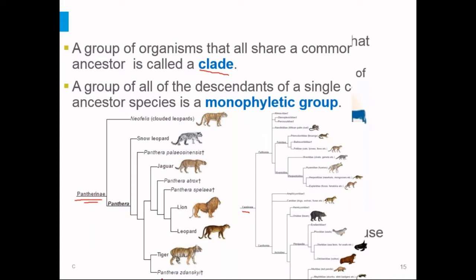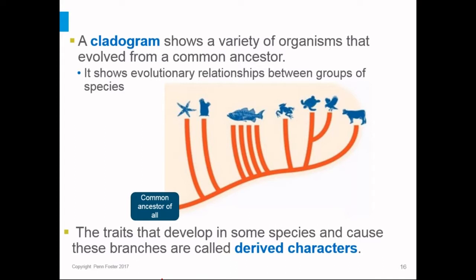We show evolutionary classification using diagrams called cladograms. A cladogram shows a variety of organisms that evolved from a common ancestor. Each time an important trait developed, there is a branch on the cladogram creating a new clade. Everything shown before that trait does not have the trait, and everything after it does.